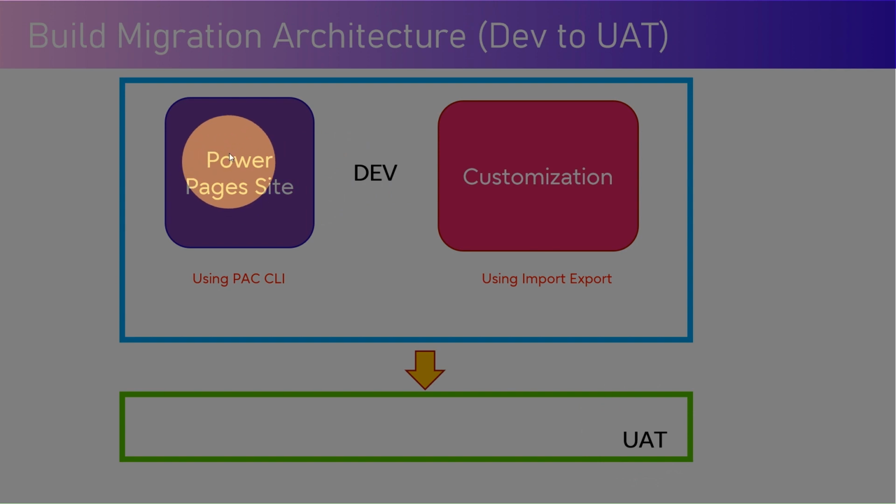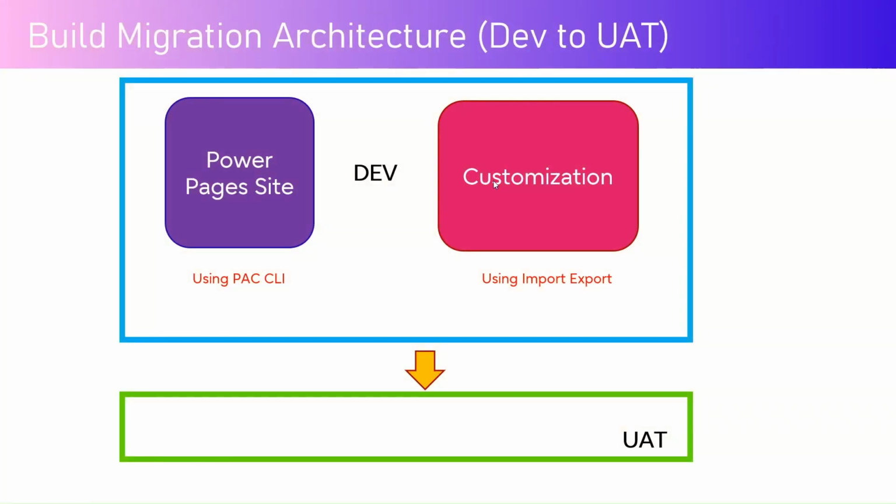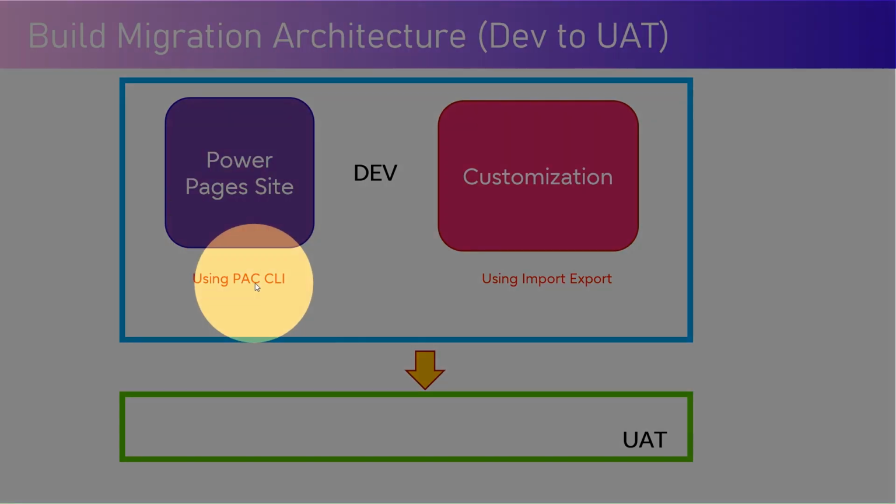What I have in dev is a Power Pages site, and I have other customization. In customization, I'll simulate some customization by creating one table and creating one flow, and I'll put those customizations in a solution and migrate using import export. However, for the Power Pages side, I'm going to use Pac CLI. I can use solutions in the enhanced data model, but I'm going to demonstrate using Pac CLI on how to migrate the Power Pages site from dev environment to UAT environment.